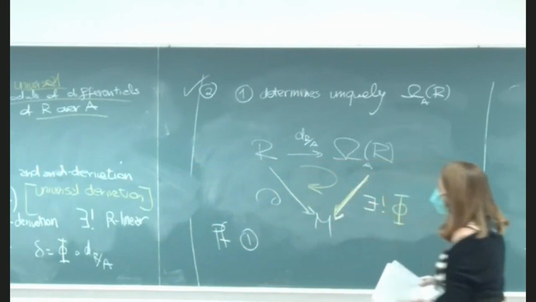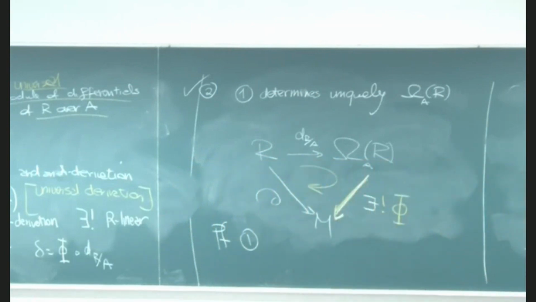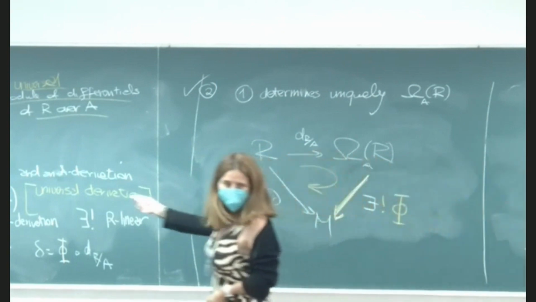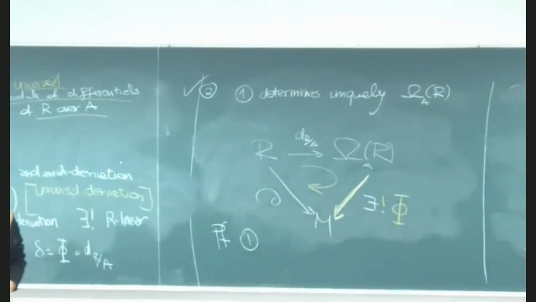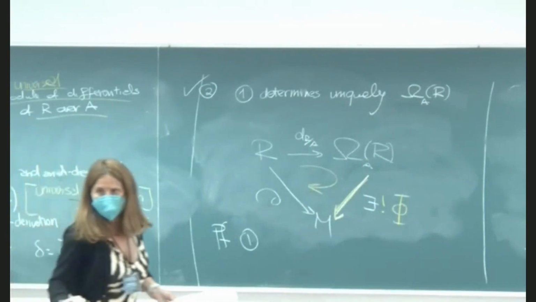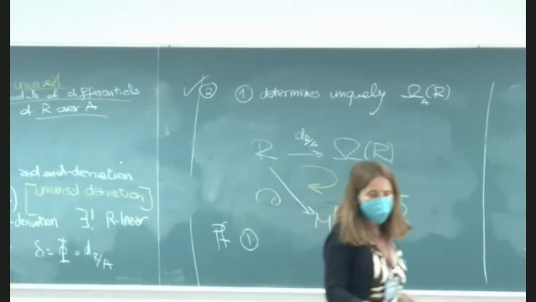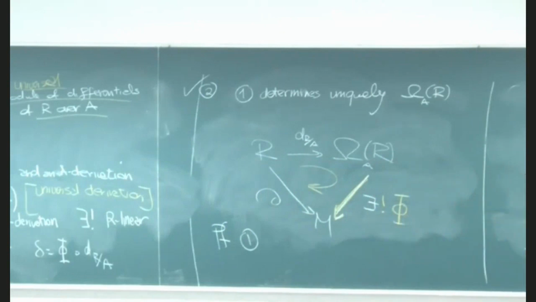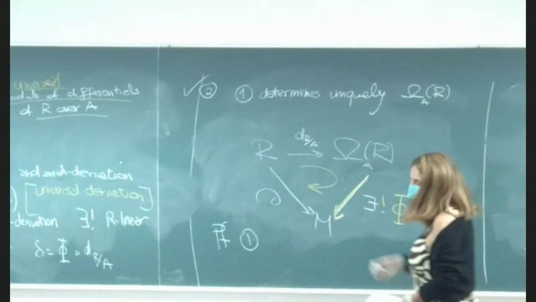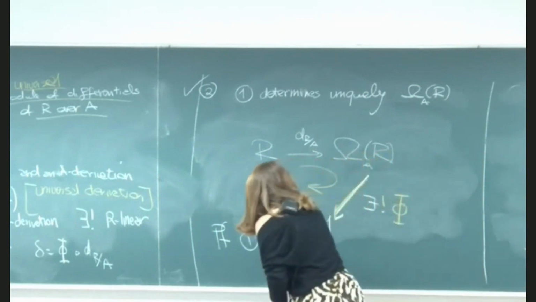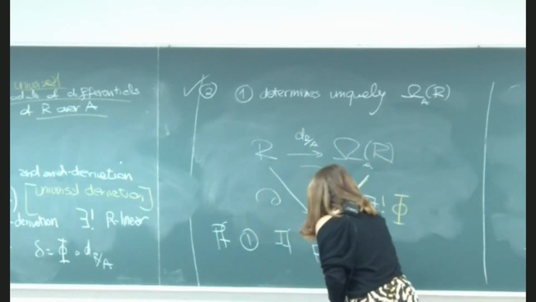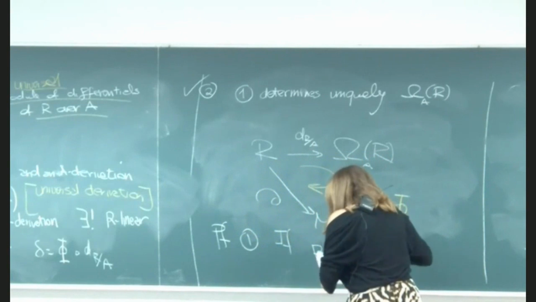So I'm going to do the proof in two steps. The first step, I prove it when R is a polynomial ring over A, even infinitely generated, I don't care. But I prove it first when it's a polynomial ring. And then I prove it when it's a quotient of a polynomial ring, so just any algebra.